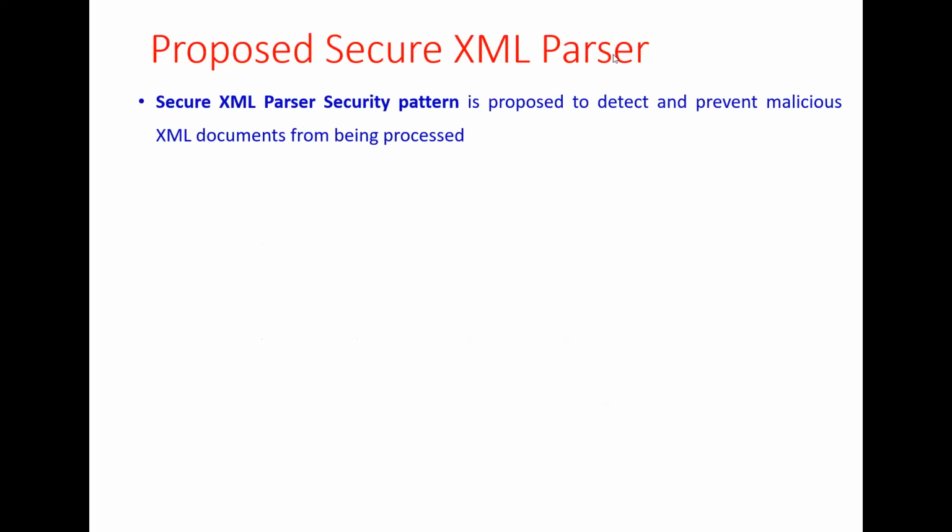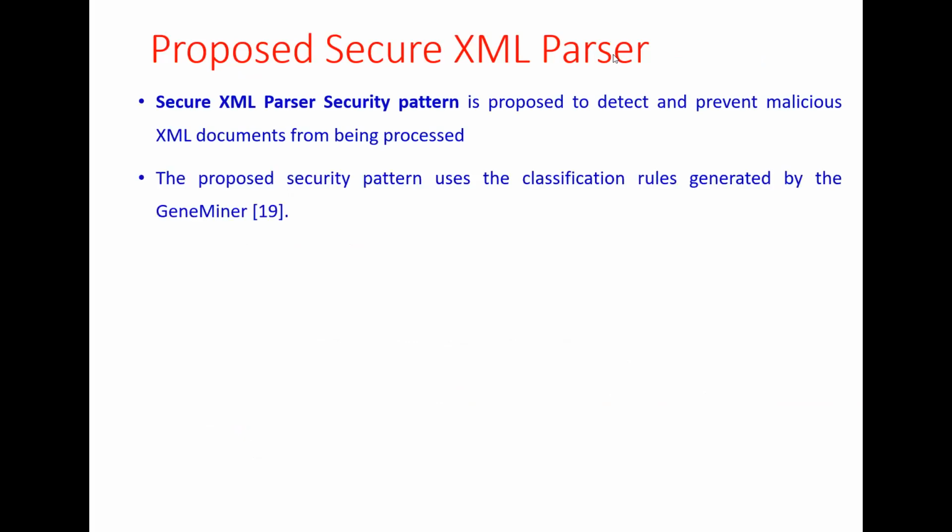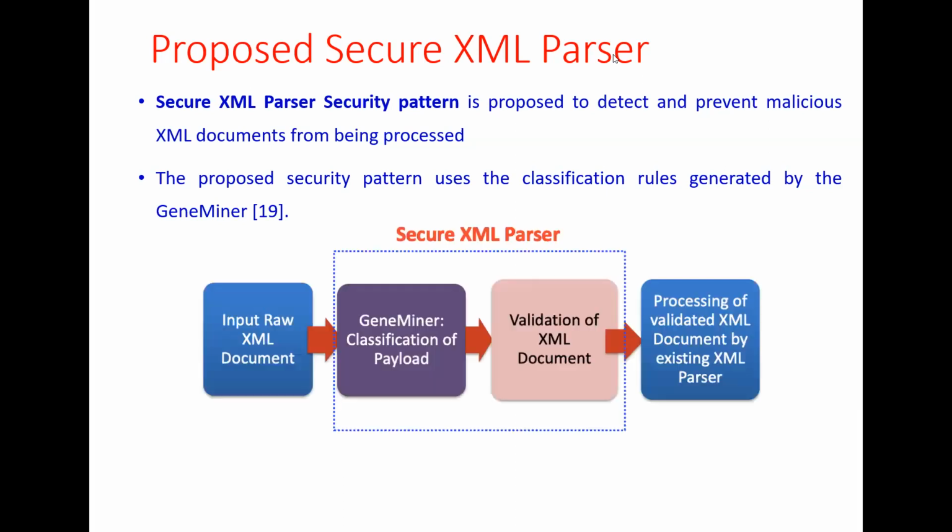As a solution, we have proposed an XML parser that will detect and prevent such malicious documents from being processed. The detection is done using classification rules generated by a genetic algorithm. This is the basic model of the secure XML parser, wherein the raw incoming document is first fed into the classification. It is classified as malicious or non-malicious, and then validated. Once it is validated, it is forwarded to the existing parser for parsing.